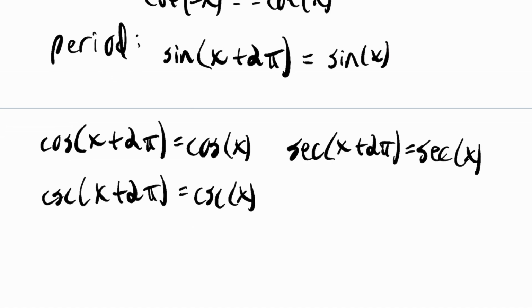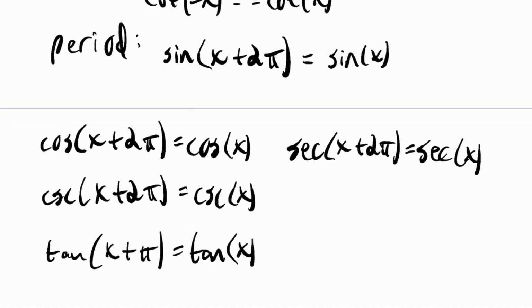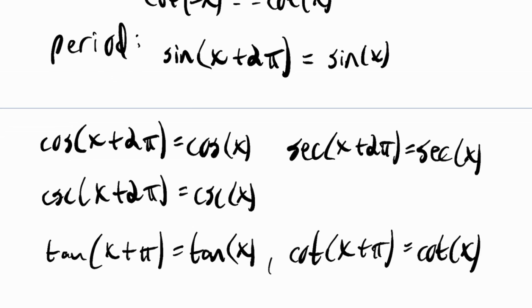Now tangent and cotangent don't have a period of 2 pi. They each have a period of pi. So tangent of x plus pi equals tangent of x, and cotangent of x plus pi equals cotangent of x. For each trig function, if you add the period inside the function, x plus whatever the period, that doesn't affect the value because the functions are periodic.